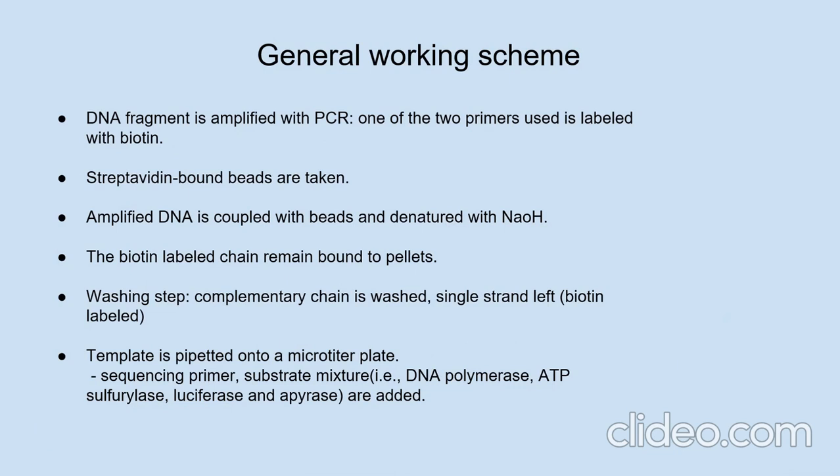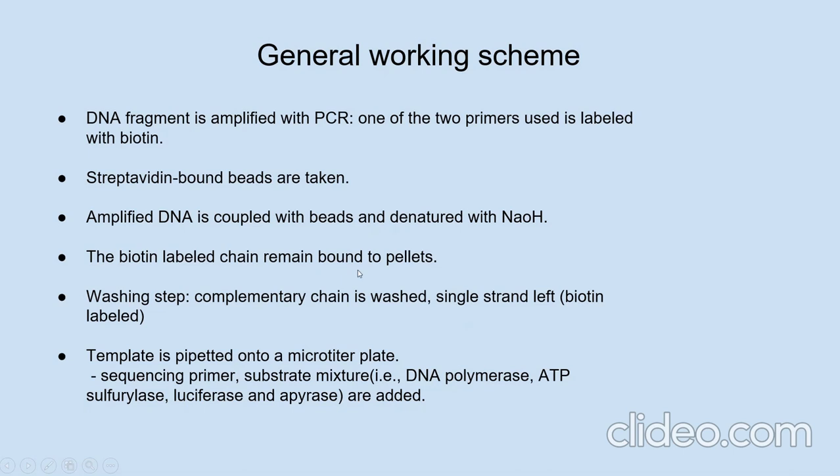General working scheme for this process: DNA fragments are amplified with PCR. One of the two primers used is labeled with biotin. For this, streptavidin-bound beads are taken. Amplified DNA is coupled with the beads and denatured with NaOH. NaOH increases the pH of the solution, which leads to the breaking of the hydrogen bonds. That's why we are denaturing with NaOH.